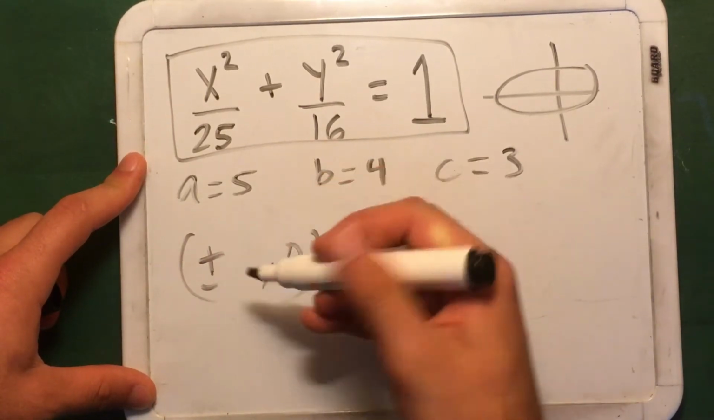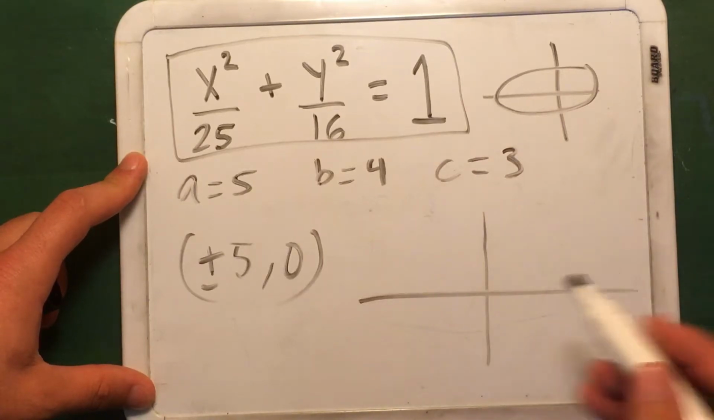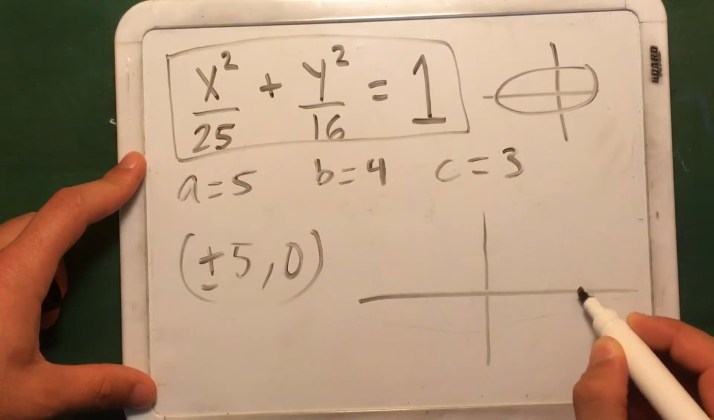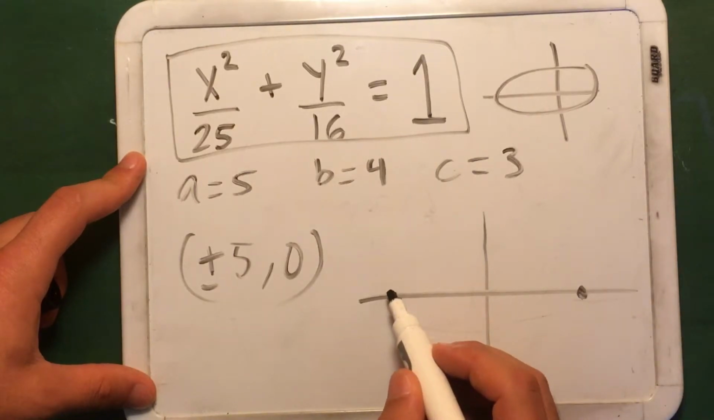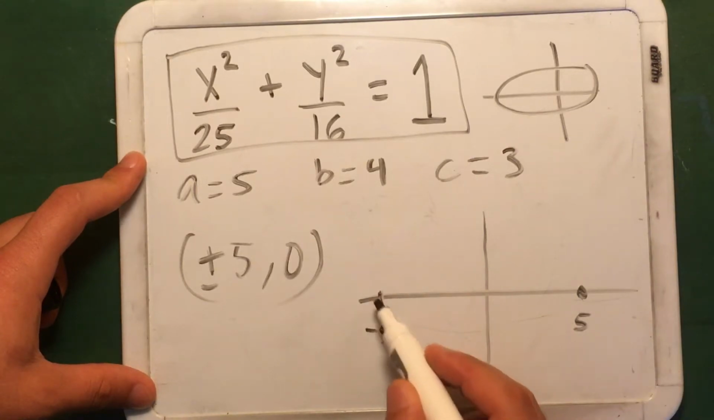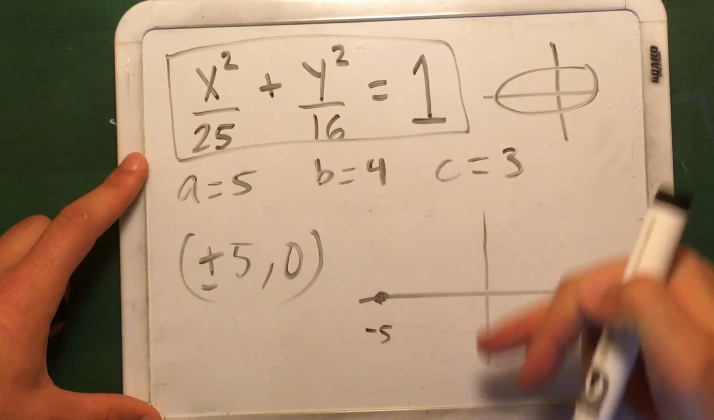What's a? 5. So once you want to graph it, vertices are going to be at plus or minus 5 comma 0. Here's one vertex, and here's the negative 5. Here we have 5, negative 5. That's the other vertex.